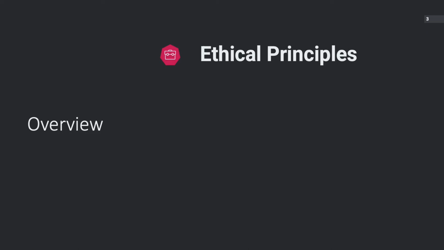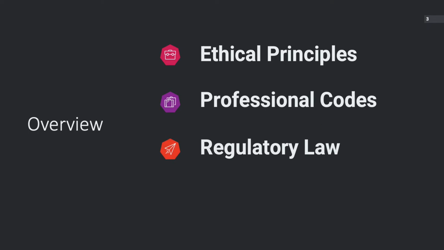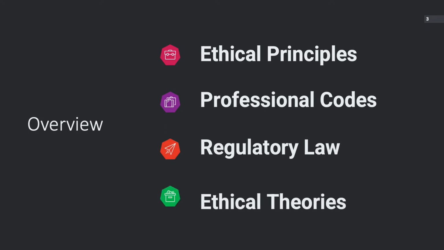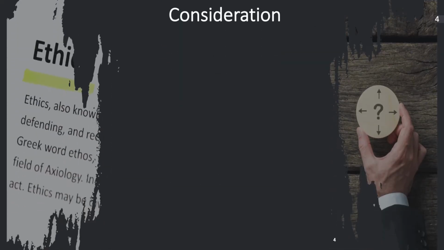So, an overview of today's presentation: we're going to cover the basics of ethical principles, professional codes, regulatory law, and ethical theories. And as you look at all of these things coming together and where we're going to take them, you're essentially being asked to make an ethical judgment or take an ethical action.